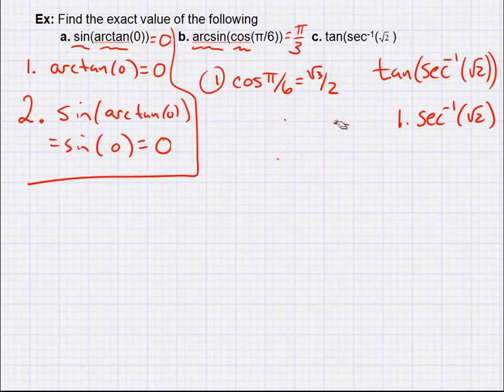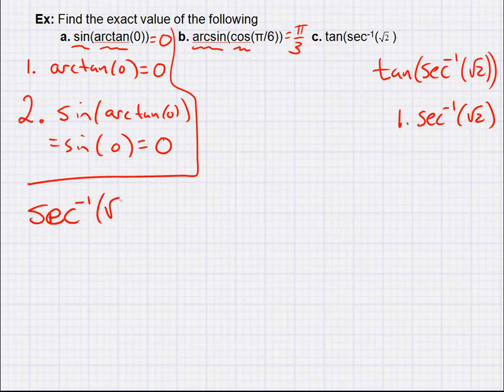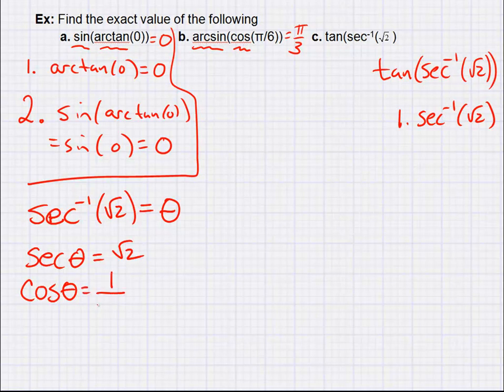With all this, it's always nice to draw some pictures sometimes. So, inverse secant. If I'm doing the inverse secant of square root of 2, the answer for this is some angle. Essentially the idea is the secant of some angle gives me square root of 2. But secant and cosine are the reciprocal of one another. Well, that question is the same thing as saying the cosine of some angle equals 1 over the square root of 2.